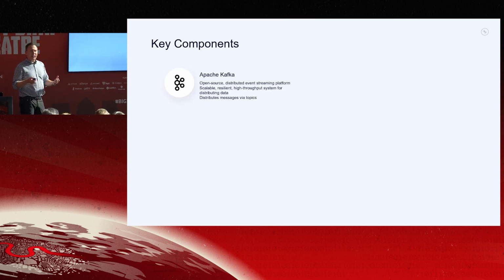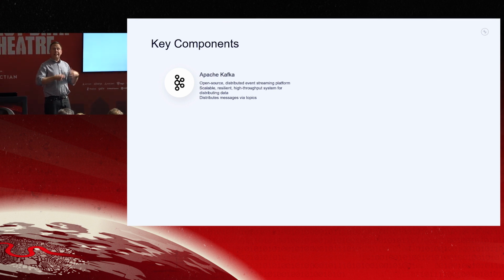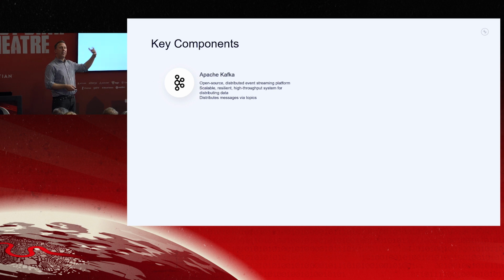The first one is Apache Kafka. Apache Kafka is an open source distributed event streaming platform. It allows you to write applications that send data into it and have other applications written that react to it and are able to take some form of action.